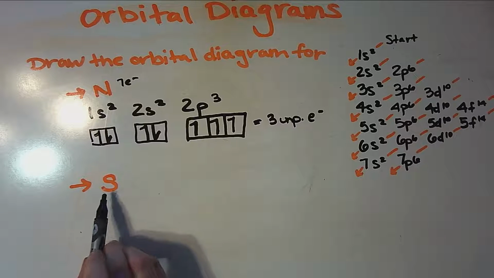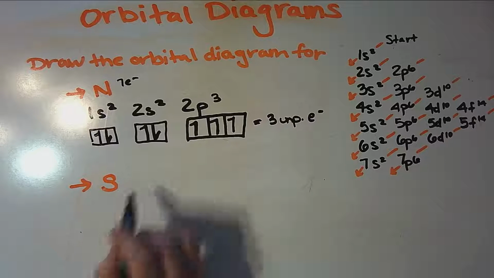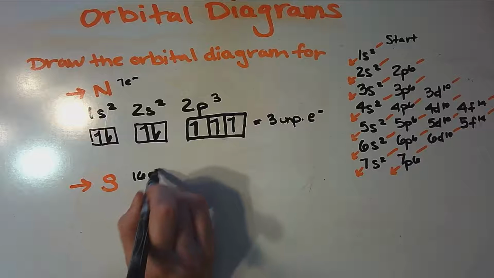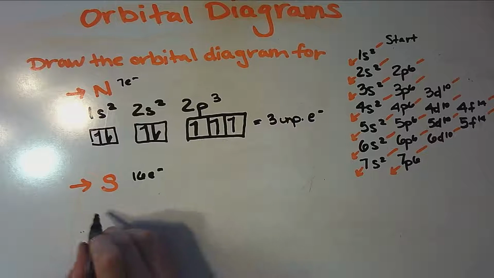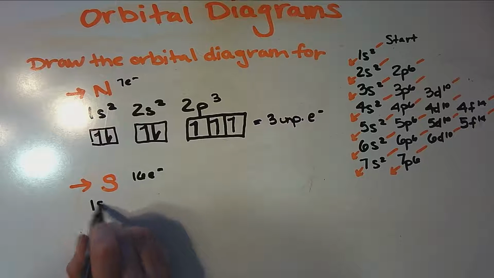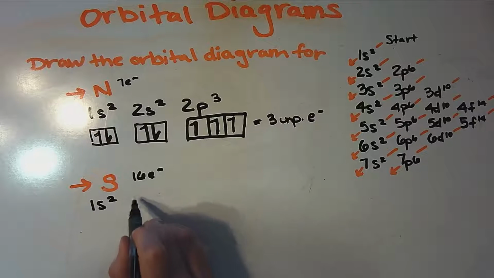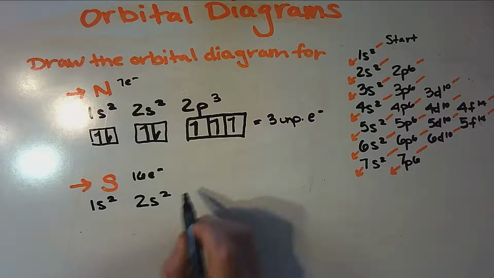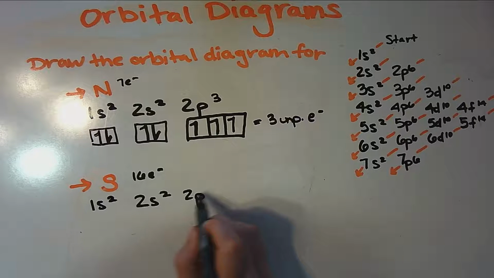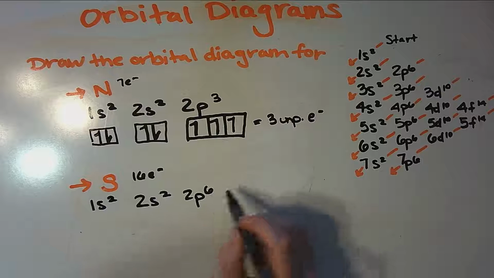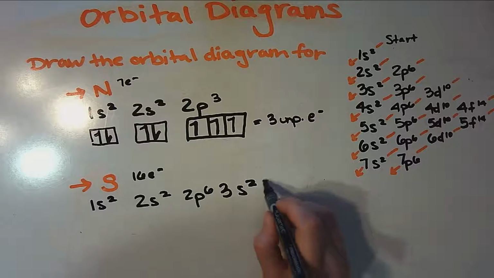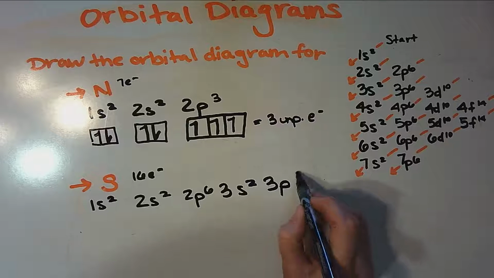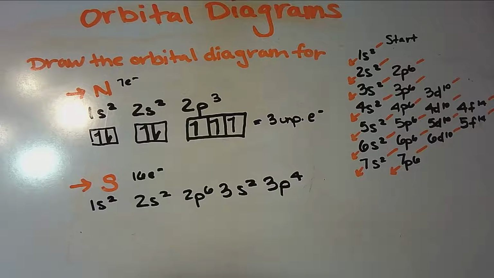Alright, so I'm going to go on to the second problem. Sulfur has 16 electrons. Remember, you find that based on the atomic number. And it has an electron configuration of 1s2, 2s2, 2p6, 3s2, and 3p4. Now I'm going to start my orbital diagram.